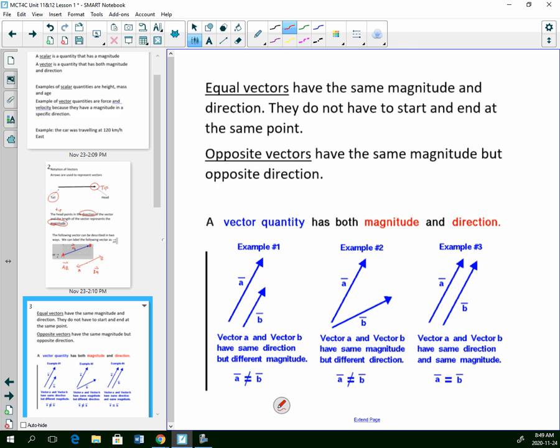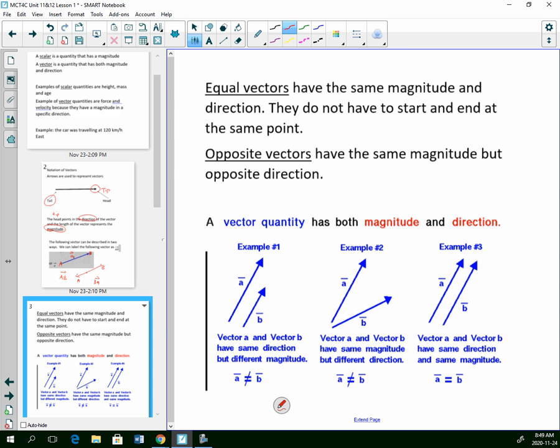A lot of this is just vocabulary. Equal vectors have the same magnitude, so the same length, and they have to be going in the same direction. So these two, A and B, are equal vectors. They are going in the same direction and they have the same length. They don't have to start and end at the same point, okay? But they have to have the same length and be going in the same direction. So basically they need to be parallel to be equal.